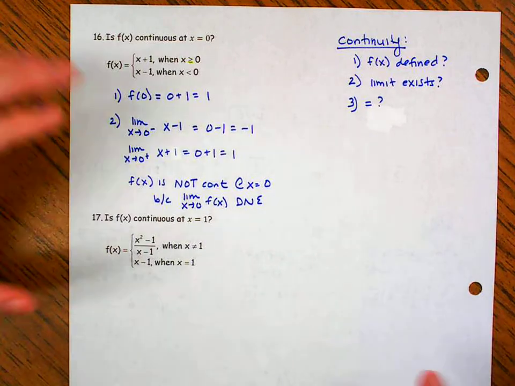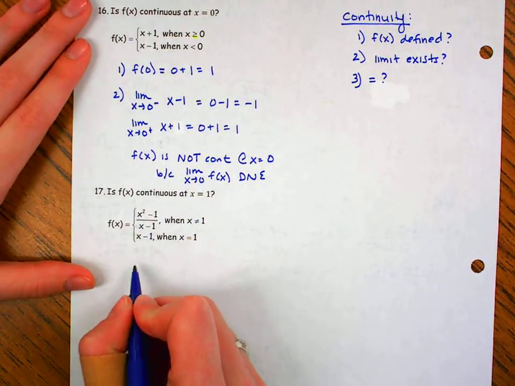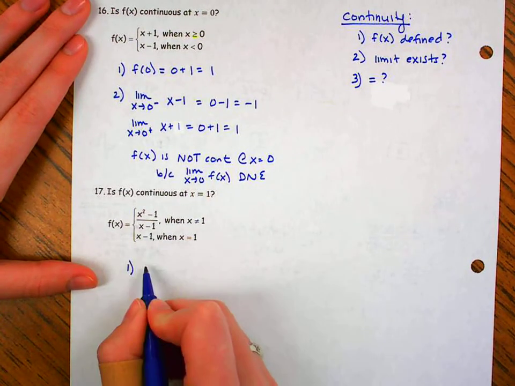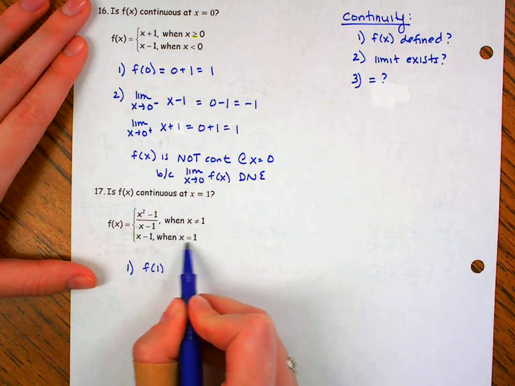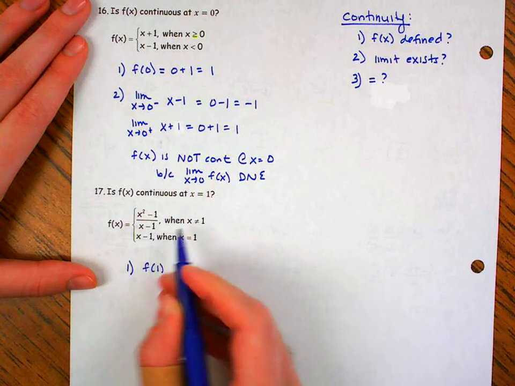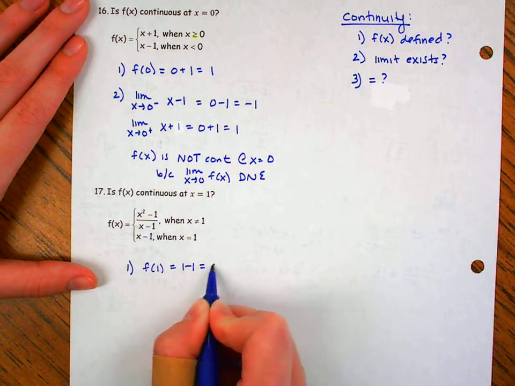So let's try number 17 now. I'm still going to start with figuring out if my function's defined. We're figuring out if it's continuous at 1. And notice it says this is what's happening when x is 1. So I'm going to use this, and plug in 1, and I get 0.